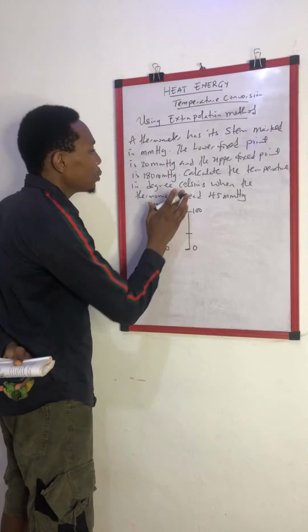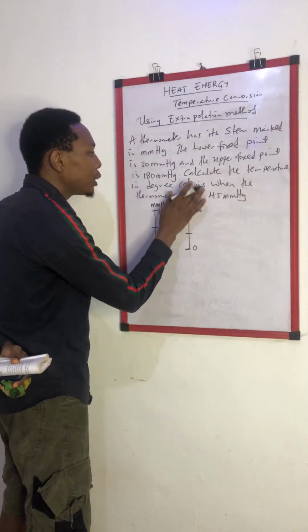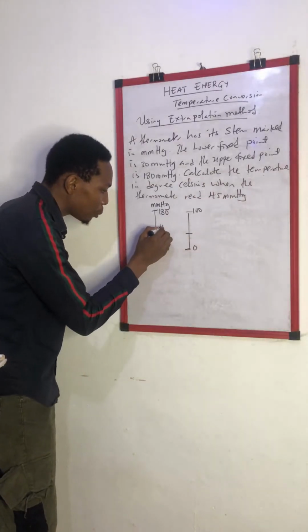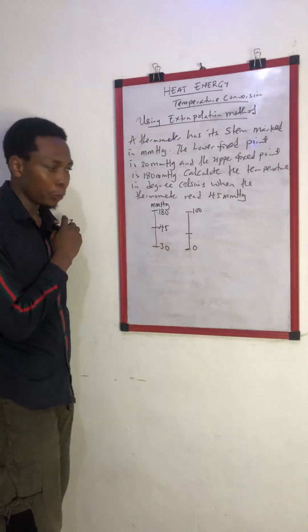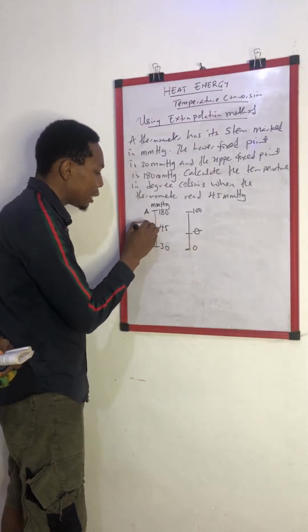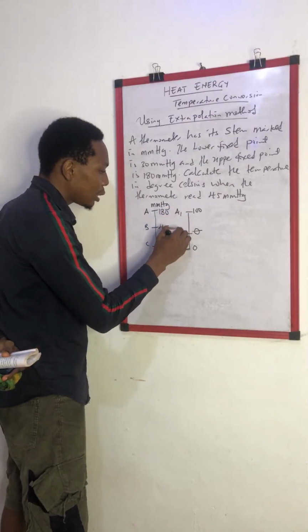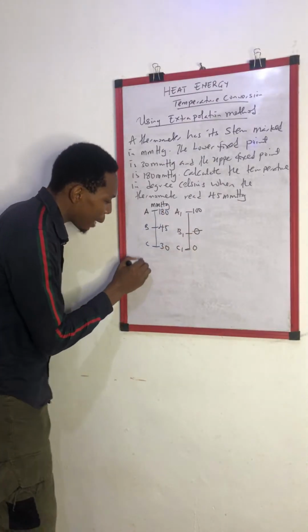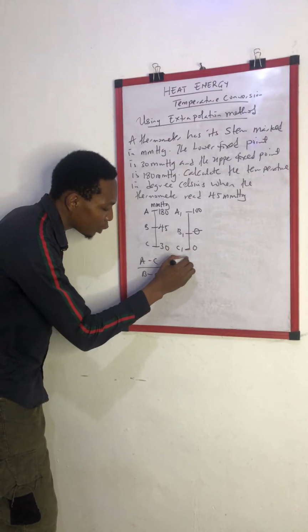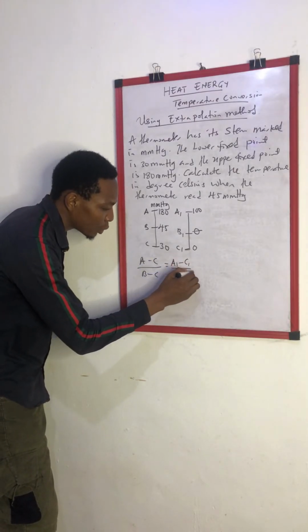Okay. Now, calculate the temperature in degrees Celsius when the thermometer now reads how many? 45. So the reading of the thermometer here is 45 millimeter mercury. So we are not looking for the reading here. Remember, here is A, B, and C; A1, B1, and C1. Remember, it's A minus C, then B minus C, then A1 minus C1 over B1 minus C1.